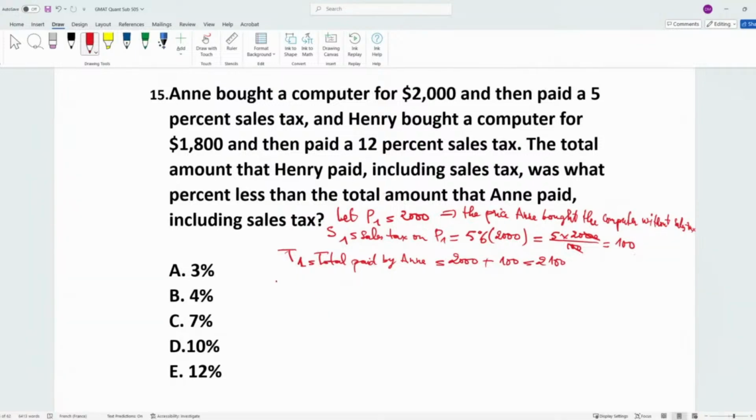We will do the same thing. Let P2, which is equal to 1,800, be the price.